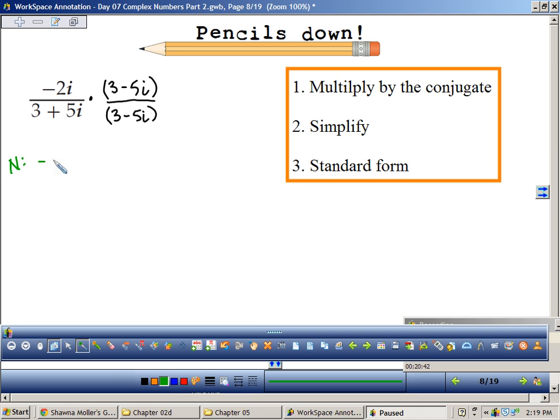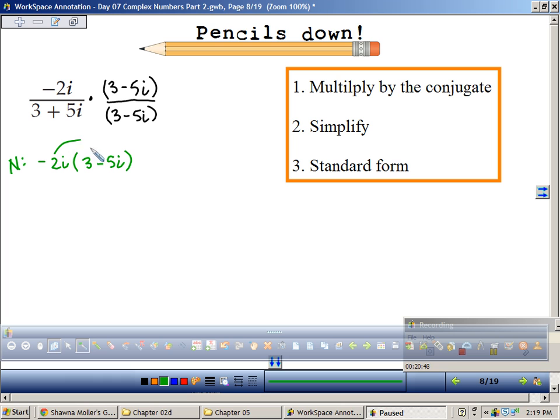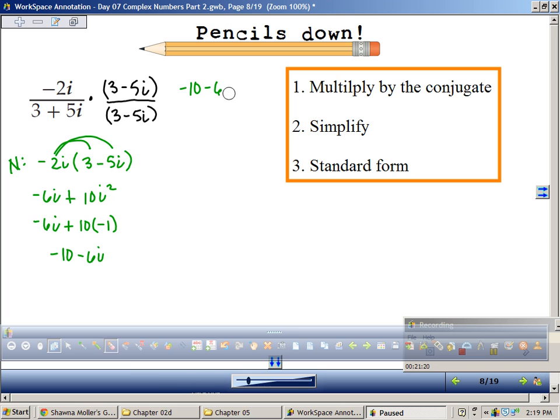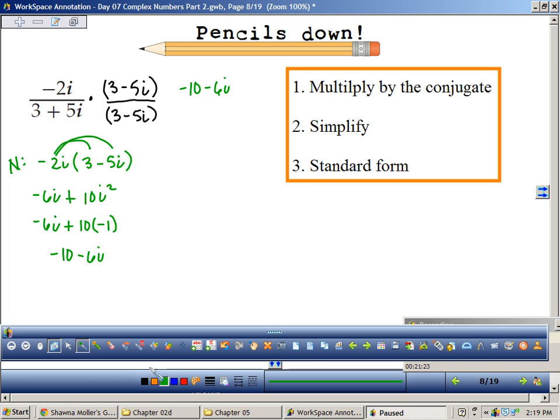My numerator is negative 2i times 3 minus 5i. Negative 2 times 3 is negative 6i. Positive 10i squared. Negative 6i plus 10 times, I know i squared is negative 1. I want my real stuff to go in front and my imaginary stuff to go in the back, so I have negative 10 minus 6i. Is the i not next to the first or the second? Exactly. We can't do it. That's my numerator.